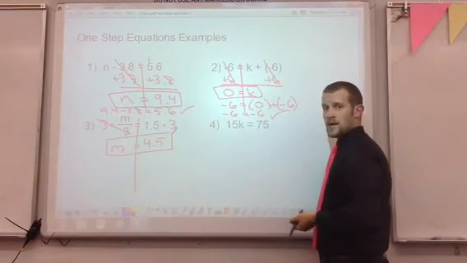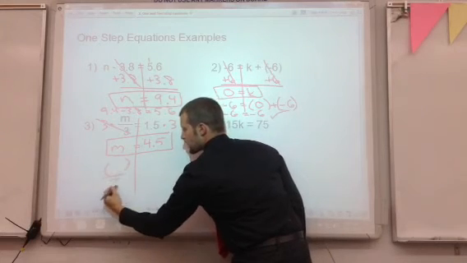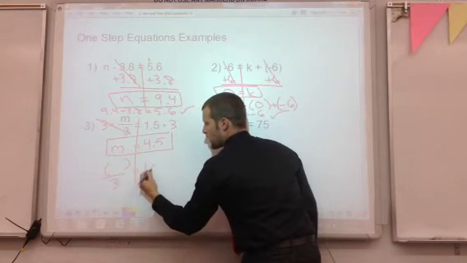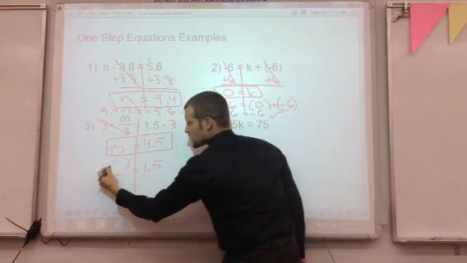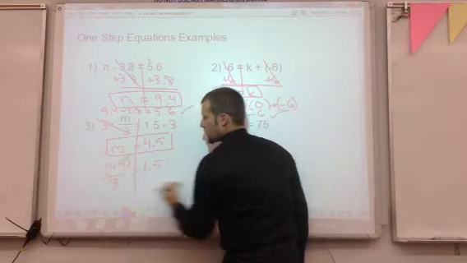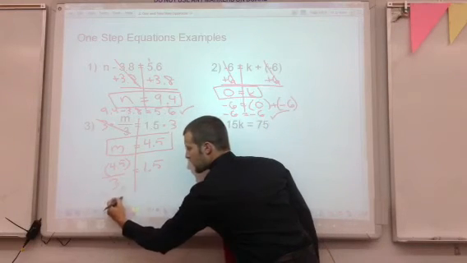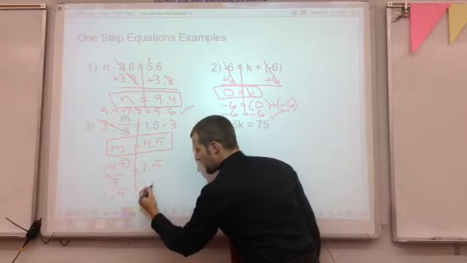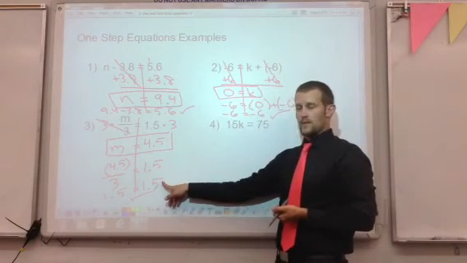Lastly, I'll go ahead and check my answer. m divided by 3 equals 1.5. m is 4.5, so I'll put that in here. 4.5 divided by 3 is 1.5, which is equal to 1.5. So my answer is correct, and I can go ahead and move on.